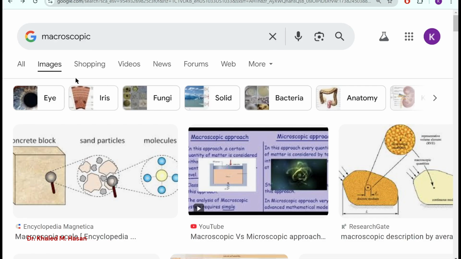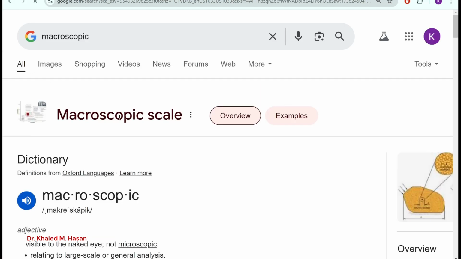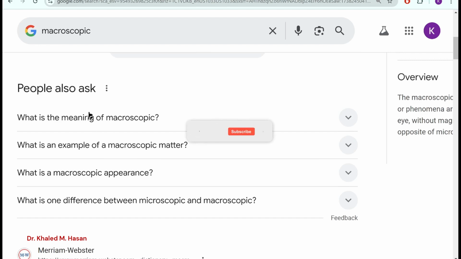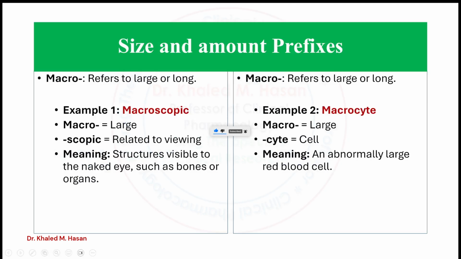Okay, looking at the Google images here, there is something we can see with the microscope and something we can see with the naked eye. For example, here if you go to the iris, it is visible to the naked eye, with no need for a microscope, and they provide us the meaning for the microscope. Okay, moving to the next medical terminology.